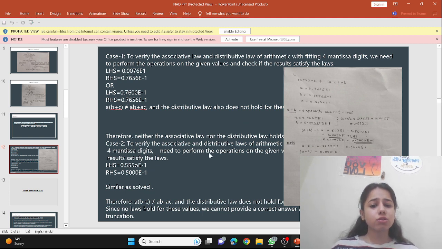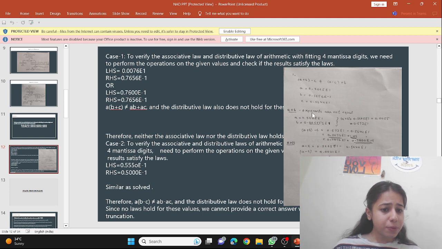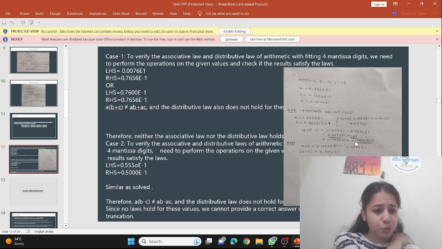Second case is to verify the associative and distributive laws of arithmetic. We need to perform the operations on the given values and see if the results satisfy the laws. Similarly, as solved above, here we have calculated this. For a plus b, the exponents are not equal, so we will first make the exponents equal. Then for RHS, we will calculate the a minus c value, then b is given, then we will add this b value to the a minus c value and we will find that LHS is not equal to RHS.